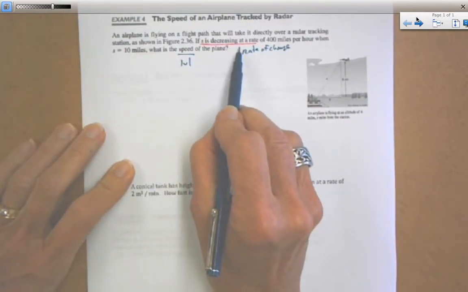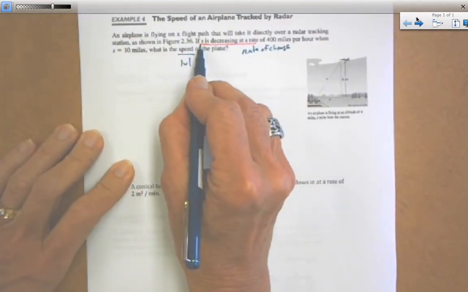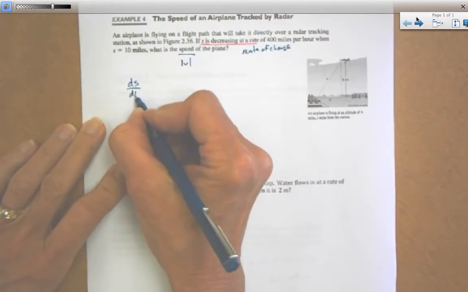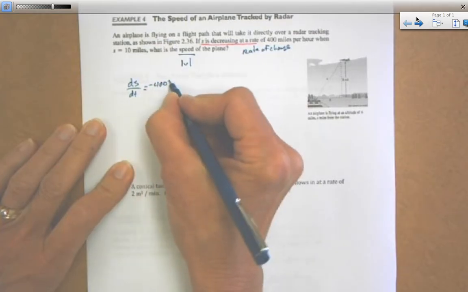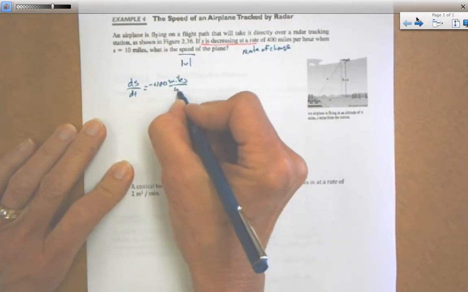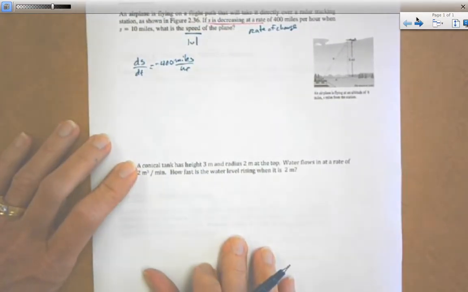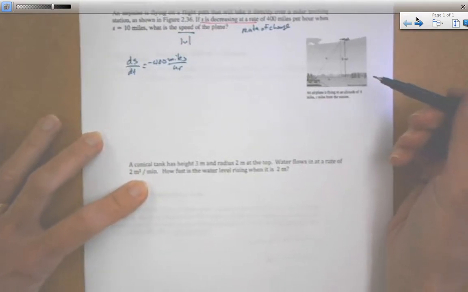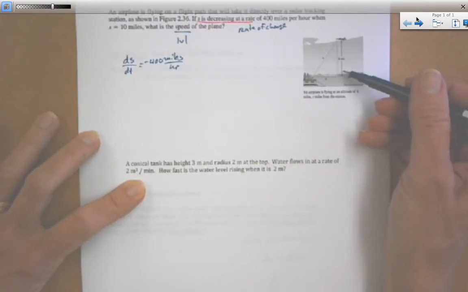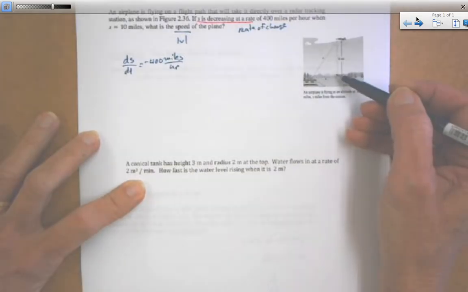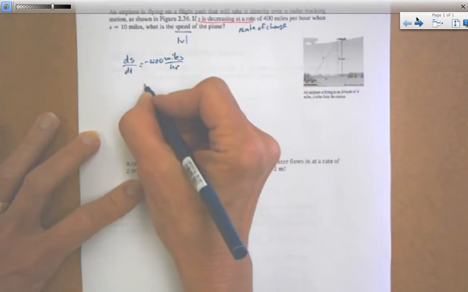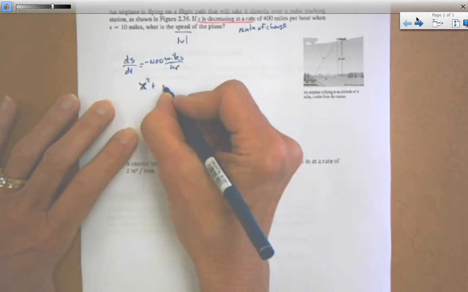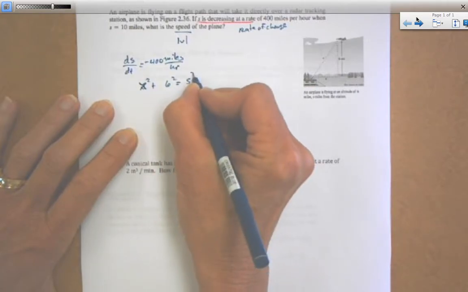First, we're going to identify our rate of change. Our rate of change is of S. It's decreasing, so it's negative. So dS/dt equals negative 400 miles per hour. All right. Next, we have to get a relationship between S, x, and whatever's happening with the plane. Notice that this relationship makes a nice right triangle, and we know that x squared plus 6 squared equals S squared.